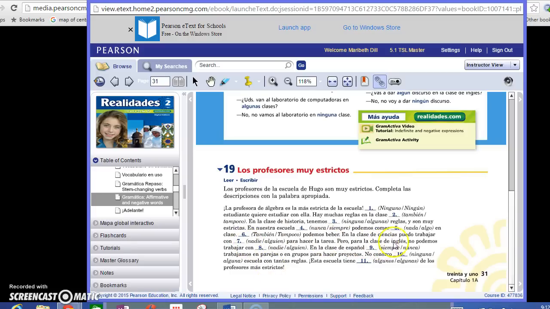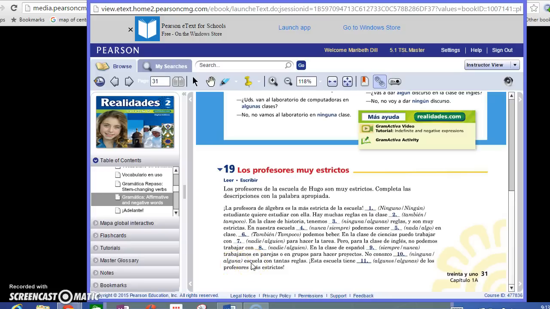Número 8, pero para la clase de inglés, oh, there it is. No podemos trabajar con. Okay, so think about that one. The difference between 7 and 8. See if you can recognize the differences in those sentences. En la clase de español, blank trabajamos en parejas o en grupos para hacer proyectos. In Spanish class, we always or we never work in partners. No conozco, number 10, no conozco blank escuela con tantas reglas. Ninguna escuela o alguna escuela.